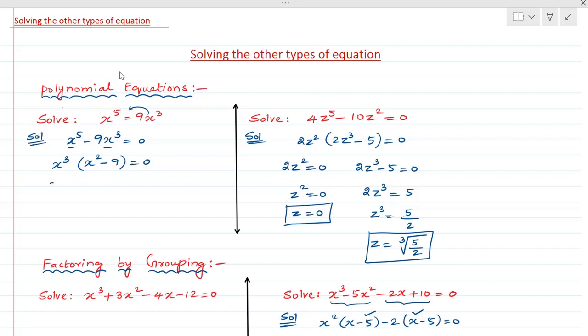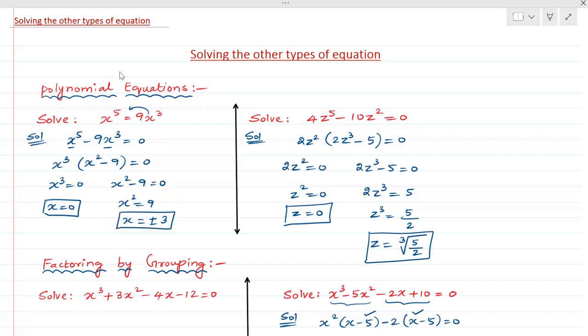So then we will have x cube is equal to 0 and x square minus 9 equals 0. So here x is equal to 0, which occurs 3 times, and then here x square is equal to 9. Taking a square root, you will get plus or minus 3. So therefore this is the value.